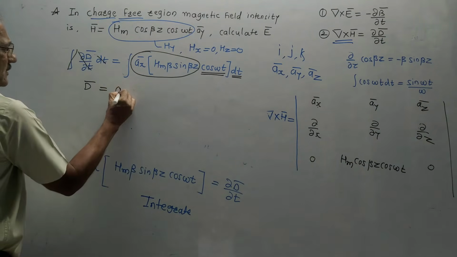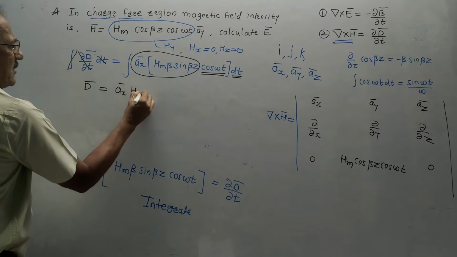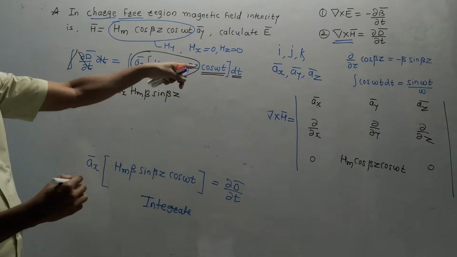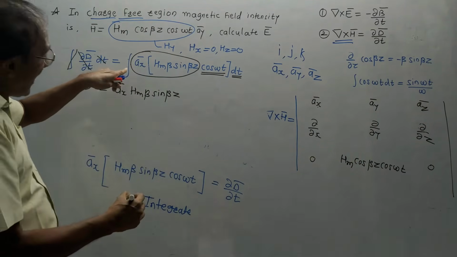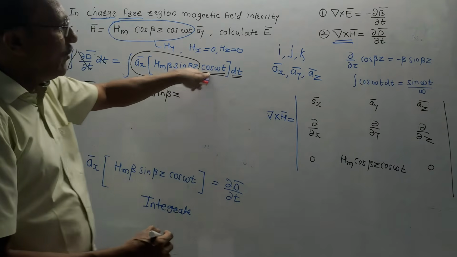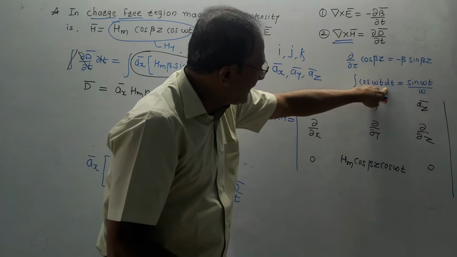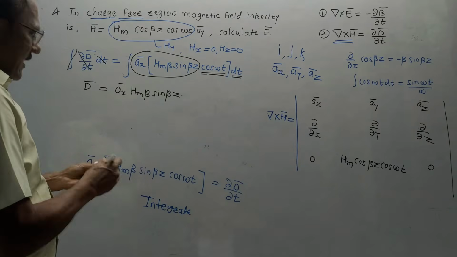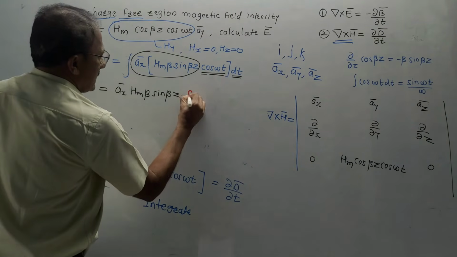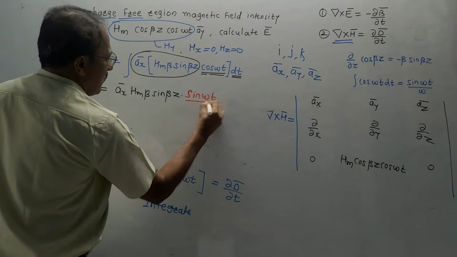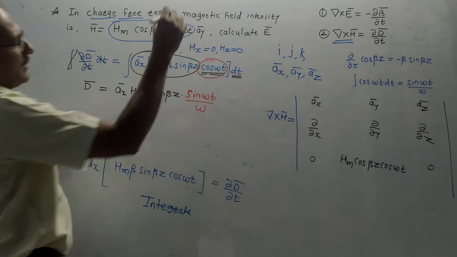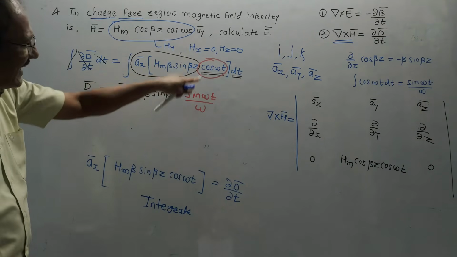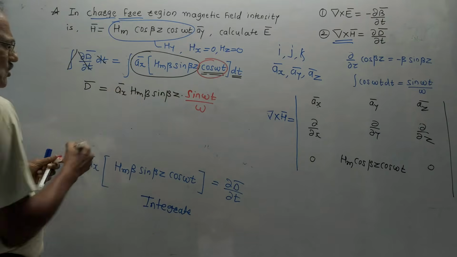So first I will write these constant terms: ax bar, Hm beta, then sin beta z. I have written them as they are because these terms are constant. Now I have to integrate cos omega t. The integration of cos omega t with respect to dt is sin omega t upon omega. So I am writing this term as sin omega t upon omega. I have performed integration of only this term. The remaining terms are constant, so I took them out and directly wrote the answer of this integration. This is the equation of D bar.